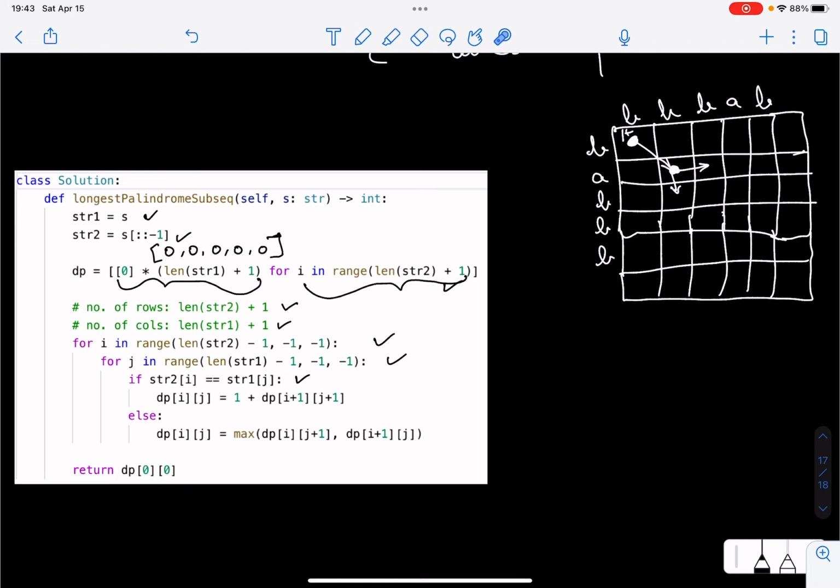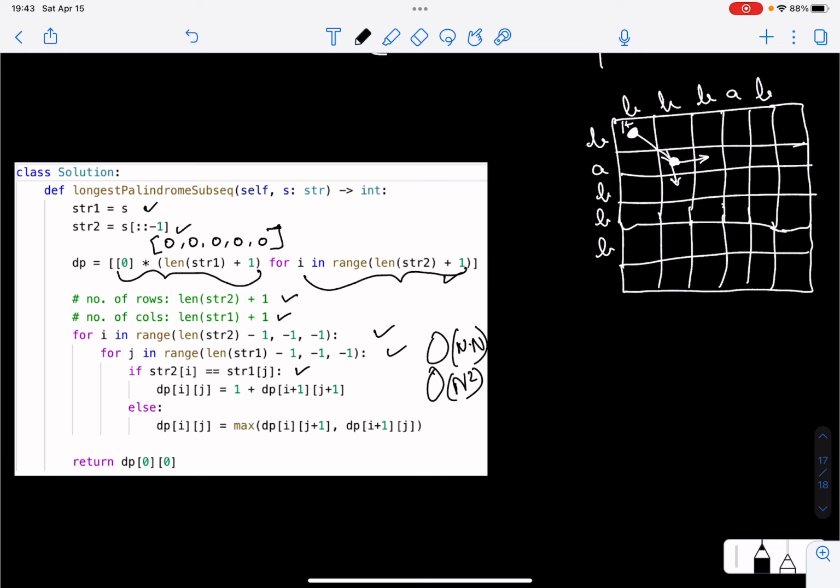Again, the time complexity of this is going to be big O of n times n, where n is the length of the given string, and string 1 and string 2 both have the same length because one of them is the reverse of the other. So it's big O of n squared. And the space complexity is also the same because we have a 2D matrix which stores values. So it's big O of n squared, which grows as the size of the input grows.